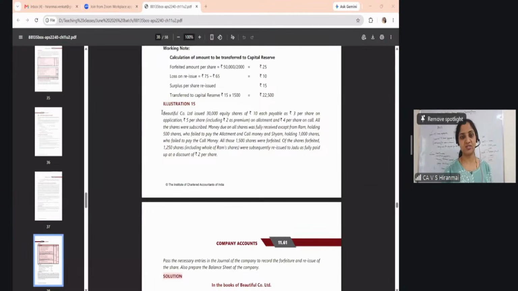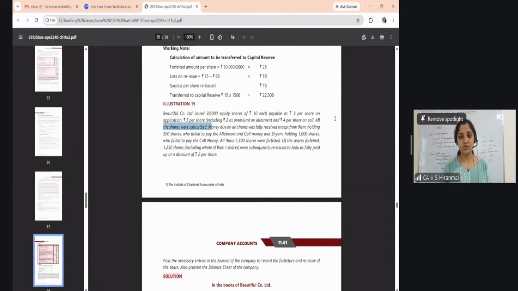Please see here illustration number 15. Beautiful Company Limited issued 30,000 equity shares of 10 rupees each, payable 3 rupees, 5 rupees, and 4 rupees. So 10 rupees is the face value, 2 rupees is the premium. Where is it given? Here it is given. So this is a question issued at premium. All the shares were subscribed.